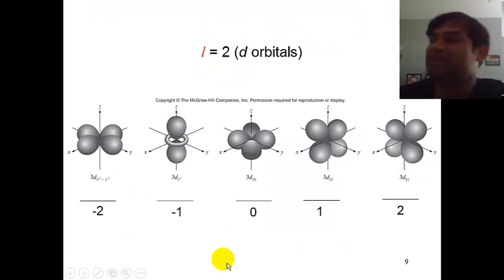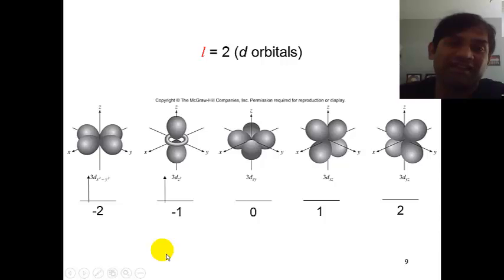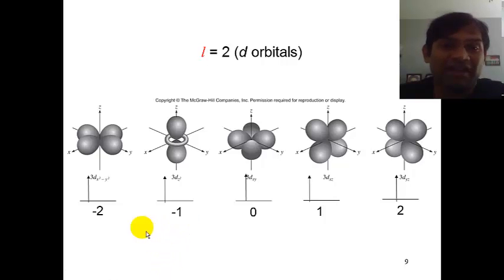Same thing occurs with d orbitals. If you see a d orbital, your L, your second quantum number, is 2, and you fill the electrons like this. This is Hund's rule: they all line up straight up, and then they have no place to go, so then they start to pair up.